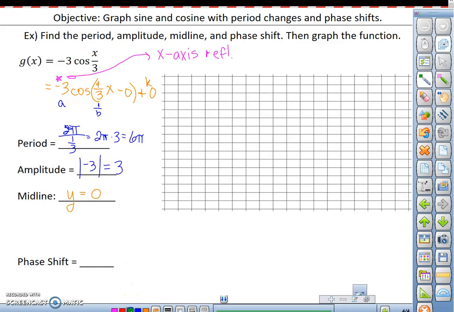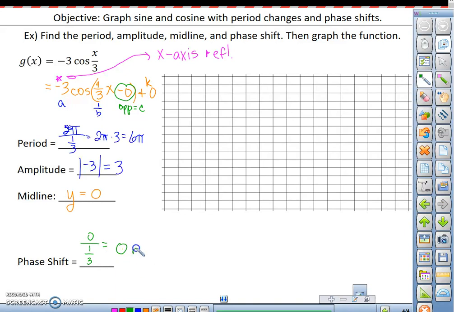And then our phase shift, we take the opposite of this value to get what we call c. Well, the opposite of negative 0 or the opposite of 0 is 0. So we get 0. We divide it by our 1 over b. 0 divided by any other number is 0.